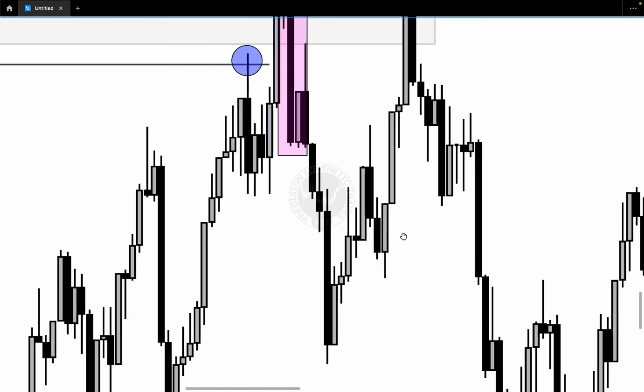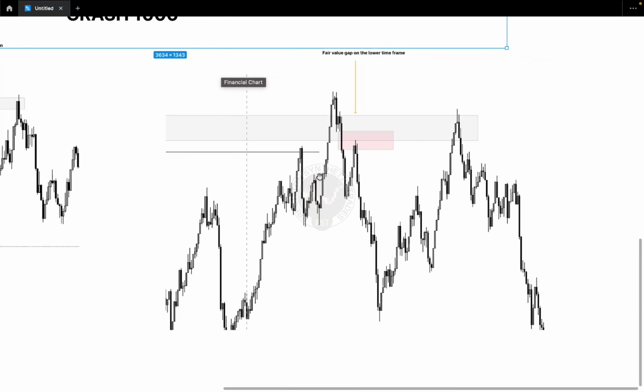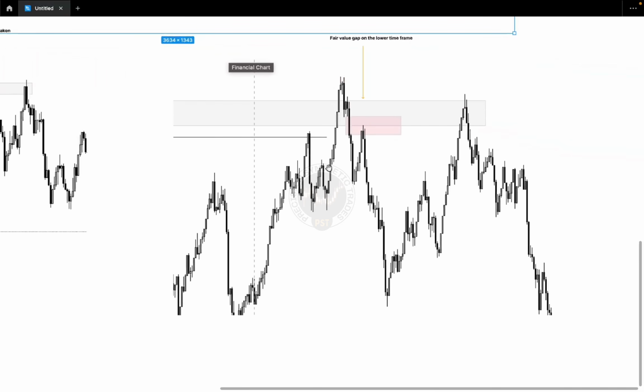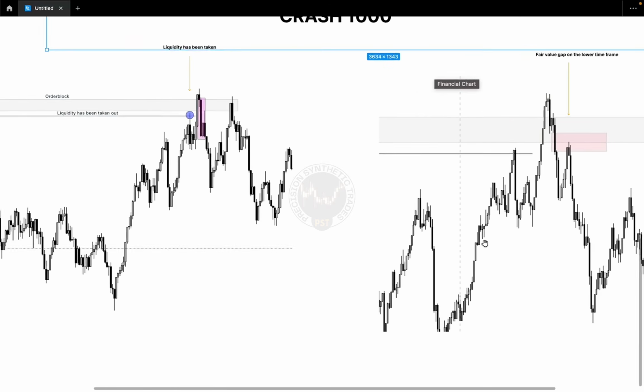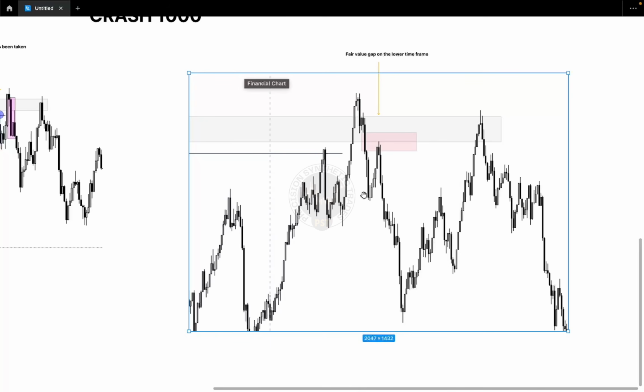So let's quickly look at this example on the lower time frame. All right, so as you can see, this is the lower time frame of this price chart here. So liquidity has been taken. We had this big engulfing candle. That's that candle there. We had this big one. So you could have entered right there at this low here. You could have entered right there. Price had a little bit of retracement and then we went back down.